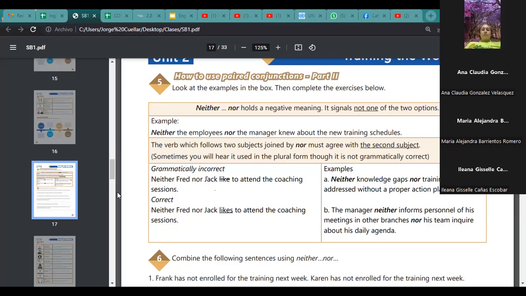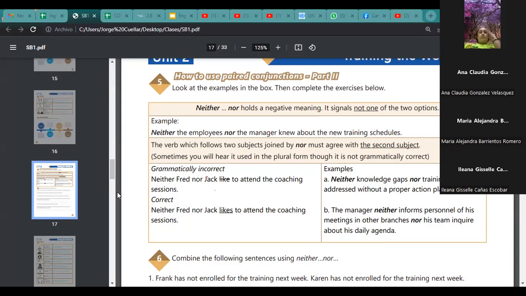Example: neither knowledge gaps nor training needs are. So in this case, are, because it's matching the subject, as we checked in the second part, where it says the verb which follows two subjects joined by nor must agree with the second subject. The second subject here is training needs. So needs is a plural one. That's why we're going to use are. Addressed without a proper action plan.